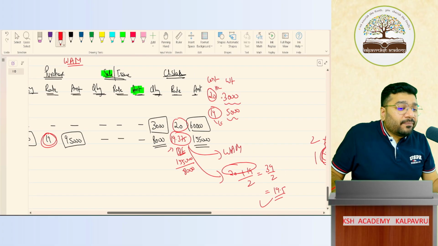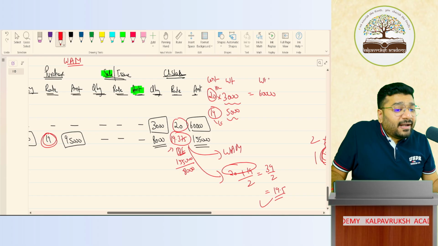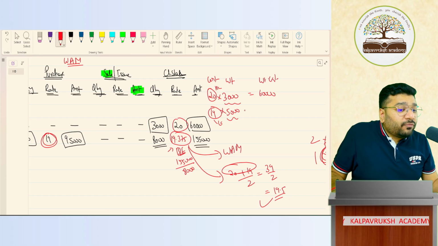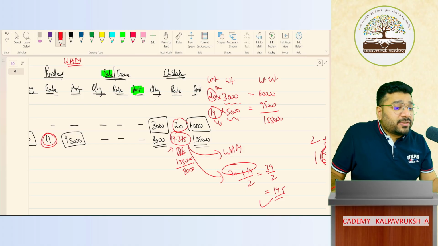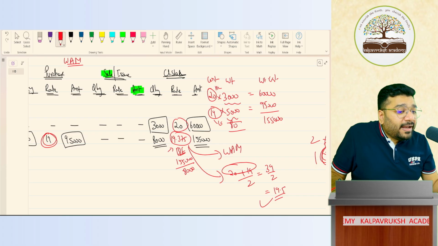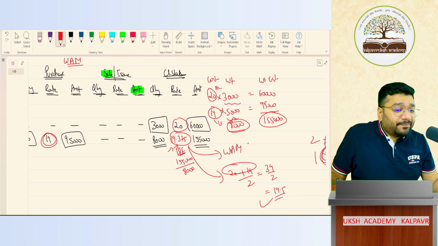So how did we calculate? 20 into 3,000, how much is it? 60,000 is the weighted cost. 19 into 5,000 is how much? 95,000. What is the total cost? 1,55,000. Yes or no? 1,55,000 divided by the total of the weight. How much is the total weight? 8,000. So 1,55,000 divided by 8,000, I'm getting 19.375.